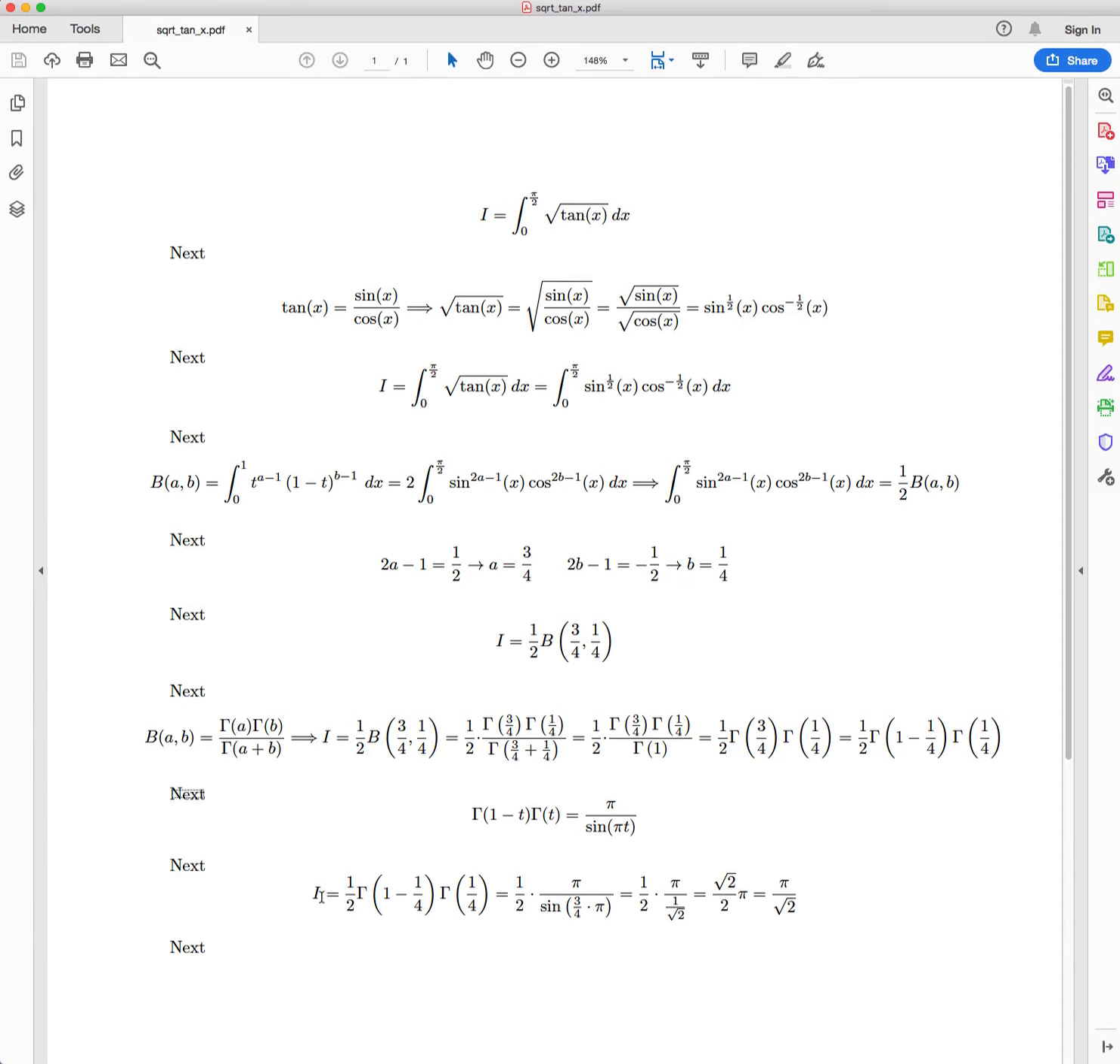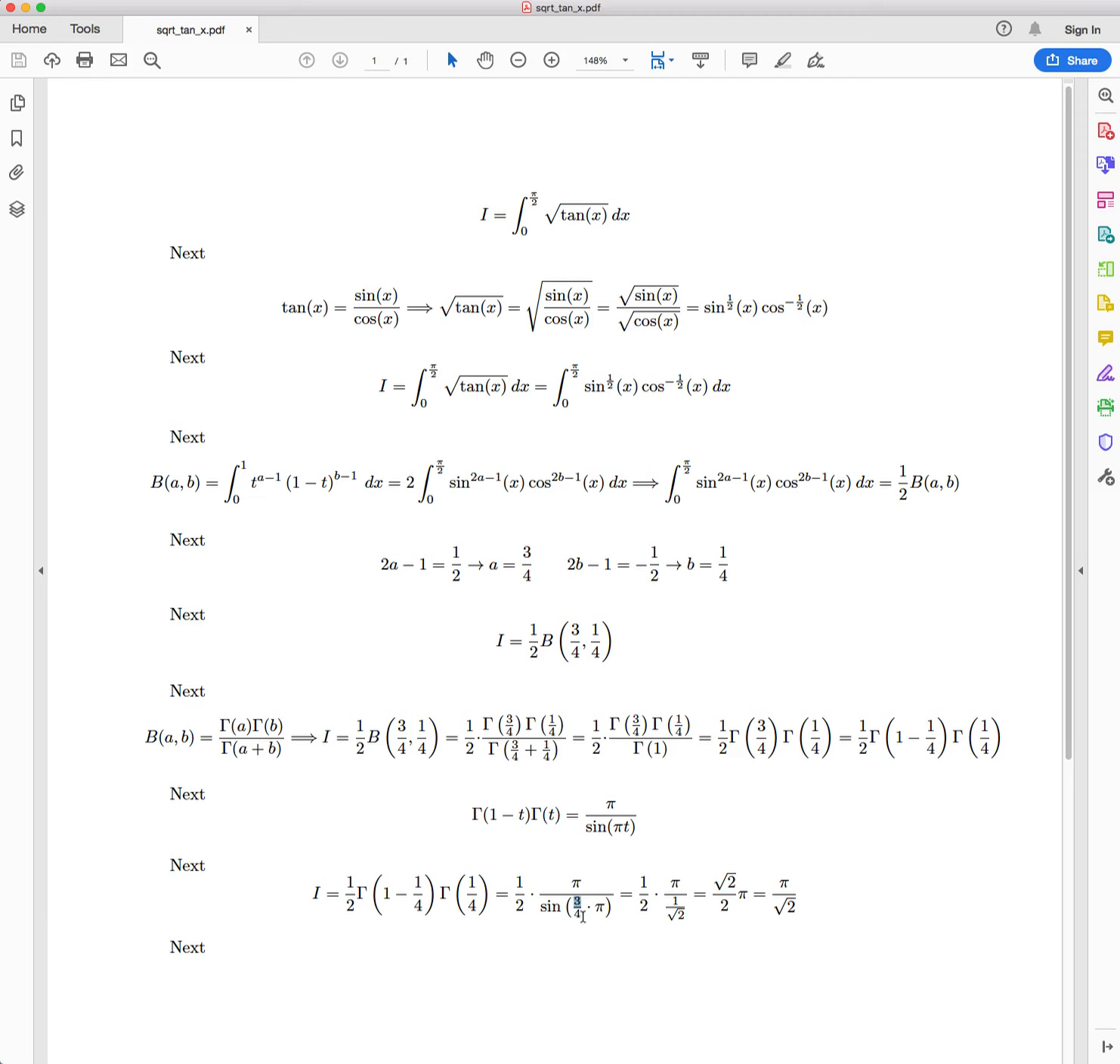So, again, I, which equals 1/2 of gamma of, remember it was 3/4, but we express it as 1 minus 1/4, times by gamma of 1/4 is equal to 1/2. This is just that 1/2 at the front. Pi over sine of pi t. So we've got sine of 3/4 pi. Oh my goodness, I have made a mistake here. That should be 1/4 pi.